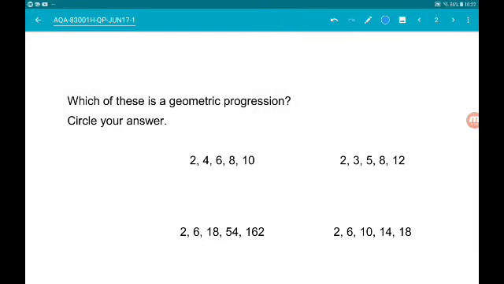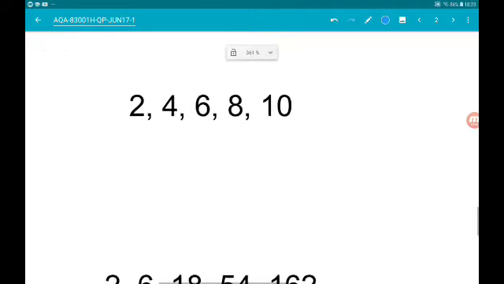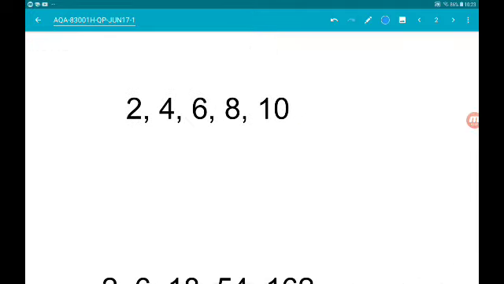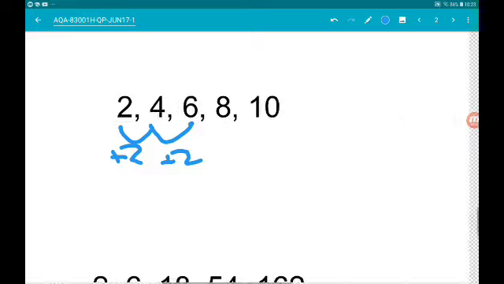Okay, question 3 asks which of these is the geometric progression. So a geometric sequence or progression is one where you are multiplying by the same amount to get from term to term. So let's have a look through. So in this top one, 2, 4, 6, 8, 10, we are adding 2 each time. So that is called an arithmetic progression or sequence.